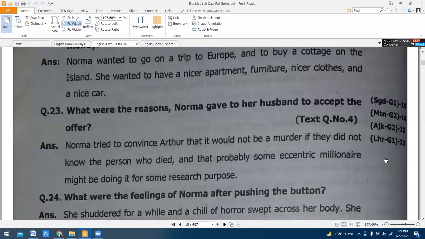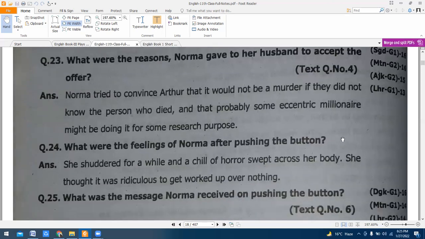Question number 23. What were the reasons Norma gave to her husband to accept the offer? Norma tried to convince Arthur that it would not be a murder if they did not know the person who died, and that probably some eccentric millionaire might be doing it for some research purpose.